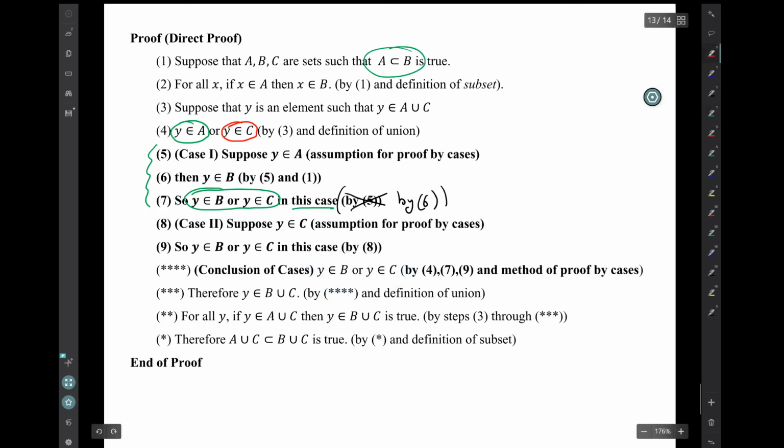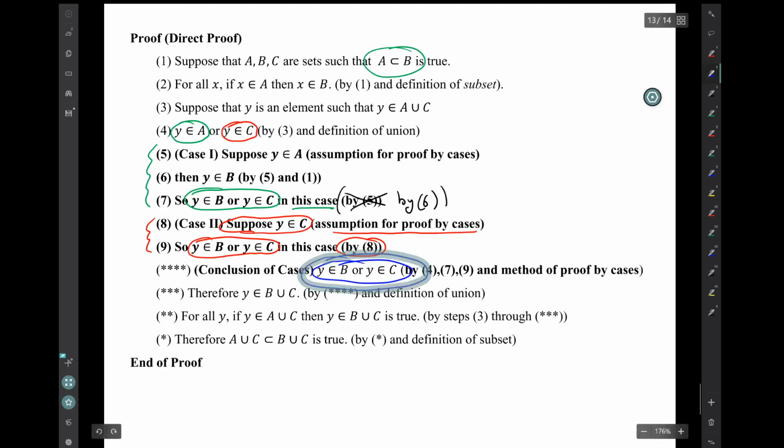Now let's consider the other case. The other possibility was that y was in C. So we say, suppose y is in C. So that's an assumption for proof by cases. Well, if y is in C, then we can certainly say that y is in B or y is in C by that statement 8. And so the thing that we are hoping to prove, y is in B or y is in C, is also true in this second case. So we have this green case and this red case, and they both end with the statement that y is in B or y is in C.